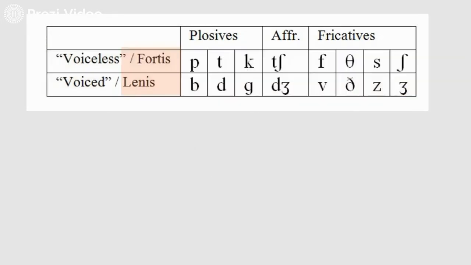The description of consonants in terms of fortis and lenis, that's Latin for strong and soft, concerns their articulation rather than voice. So we can say that fortis consonants p, t, k, ch, f, th, s, and sh require stronger articulation and greater breath force than their lenis counterparts.